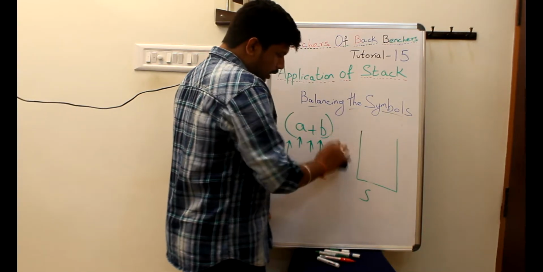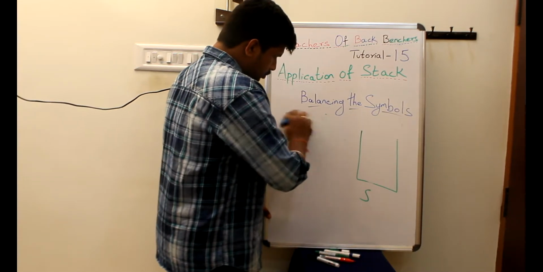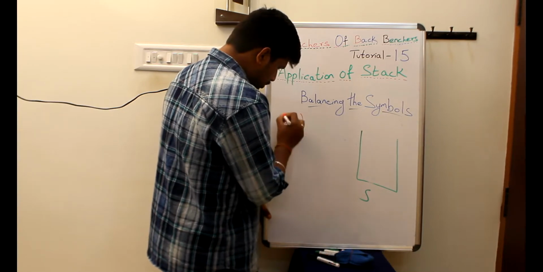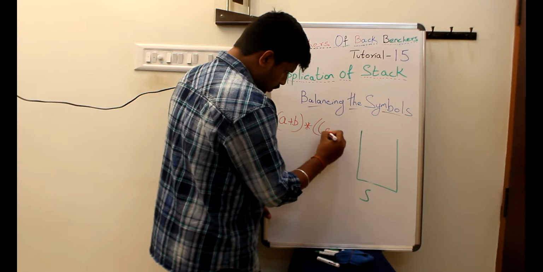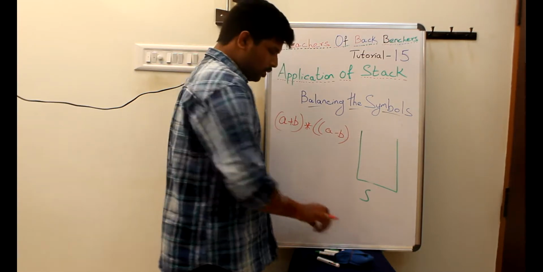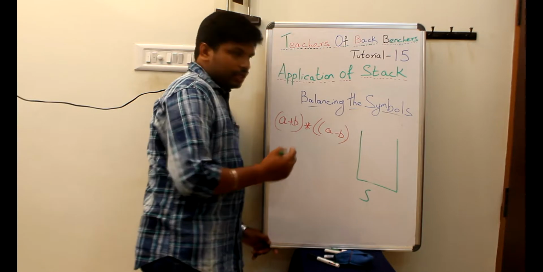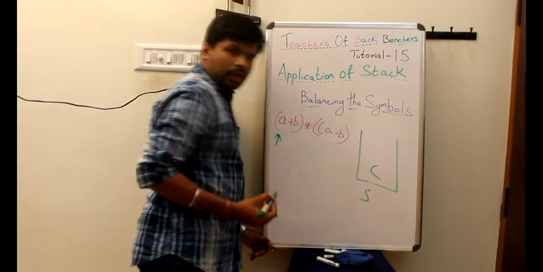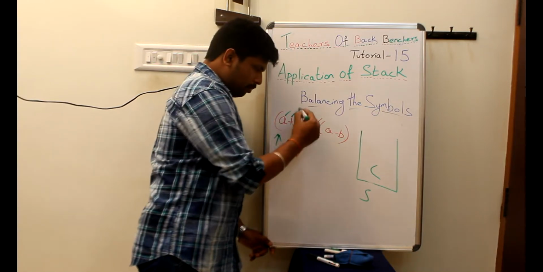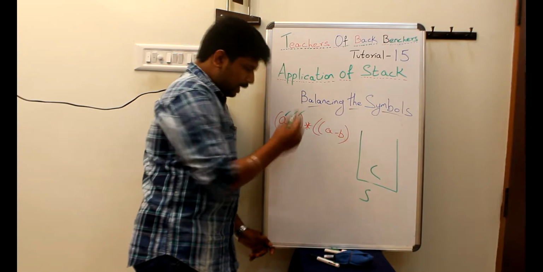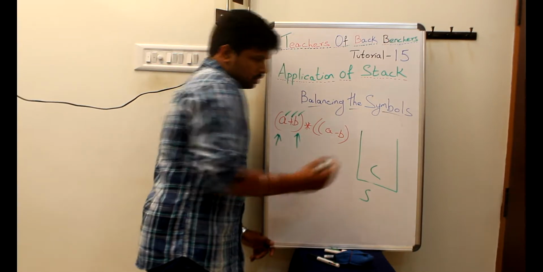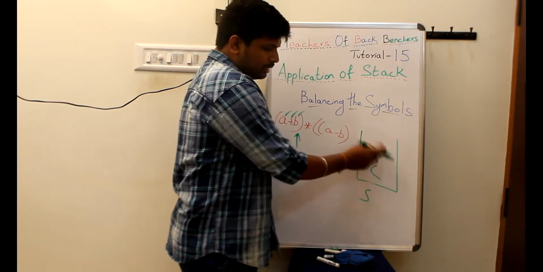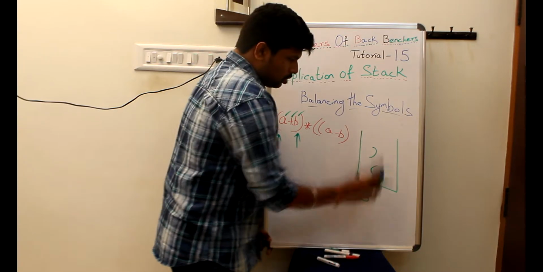Let's take another example, for example (a + b) * (a - b). We read this expression into the stack. First we select the open parenthesis, then we read a plus b as it is, and then we choose the next character, the close parenthesis. Once we have received a close parenthesis, we can pop the open and close parenthesis pair, so we pop it out.